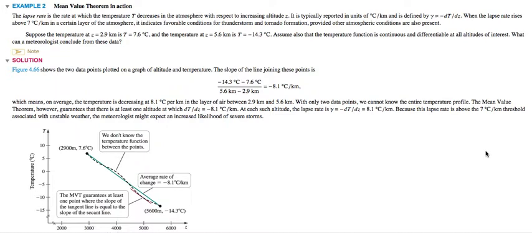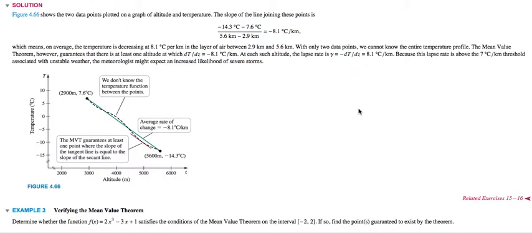Assume also that the temperature function is continuous and differentiable at all altitudes of interest. What can a meteorologist conclude from these data? The figure shown here shows the two data points plotted on the graph of altitude and temperature. Here we have the first point, 2.9 kilometers at 7.6 degrees Celsius, and here we have 5.6 kilometers at negative 14.3 degrees Celsius.